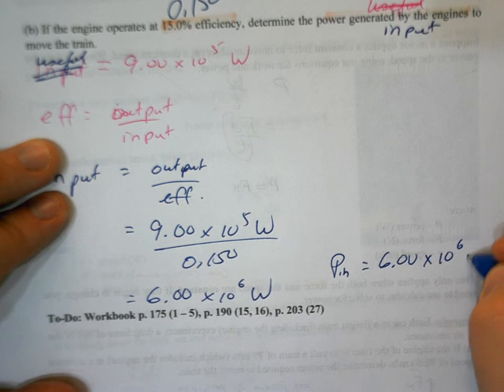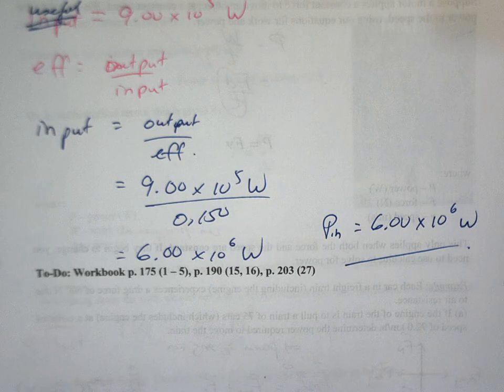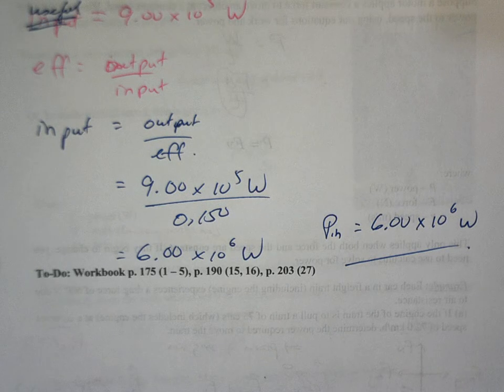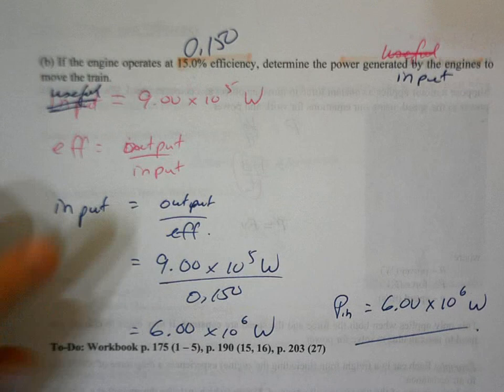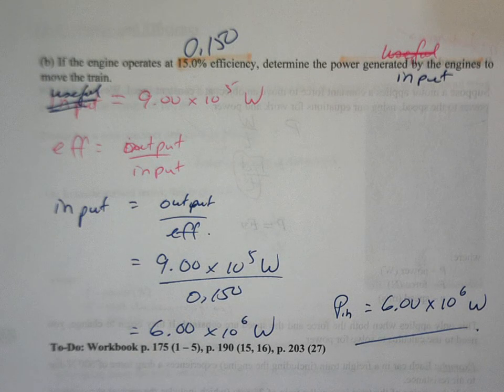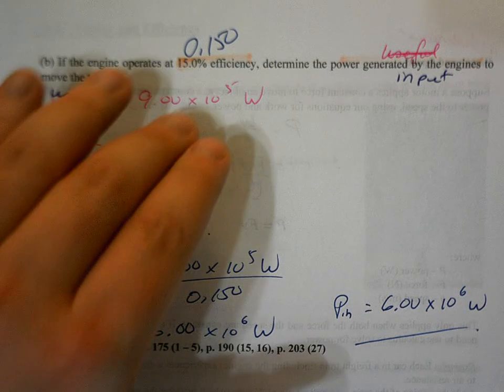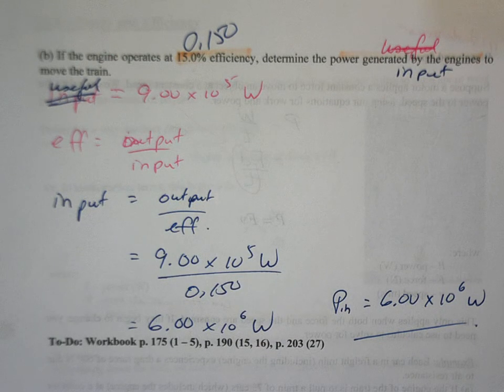So my input power is going to be this 6 times 10 to the 6 watts. What this is telling us is that this engine, when it's doing its thing, in theory, the maximum power it can produce is this 6 times 10 to the 6 watts. Once the efficiency of 15% kicks in, it can only do that 9 times 10 to the 5. It only has access to 9 times 10 to the 5 watts of power, and that power is what's actually going to get the train moving. So that's actually the useful bit that's contributing to the motion.